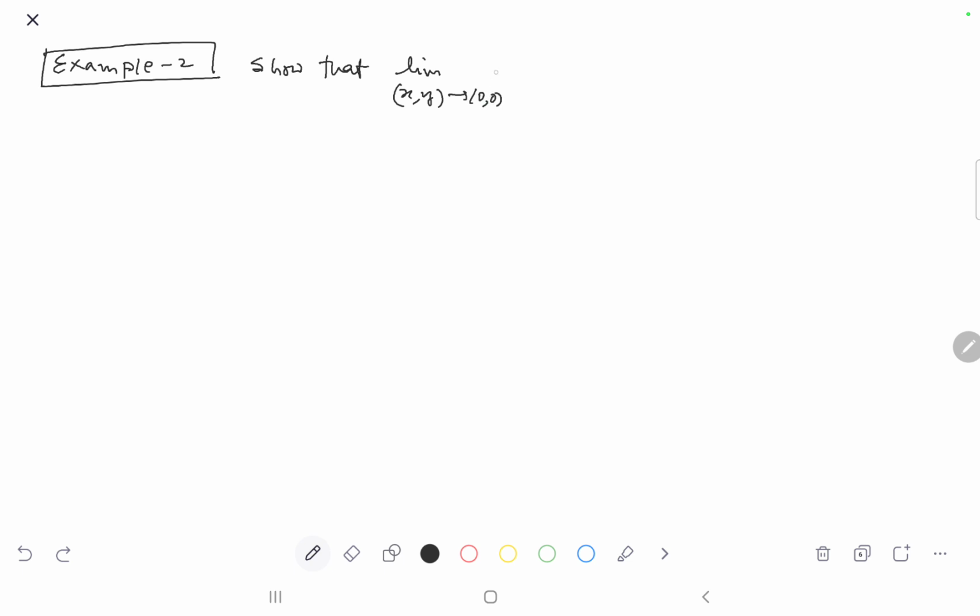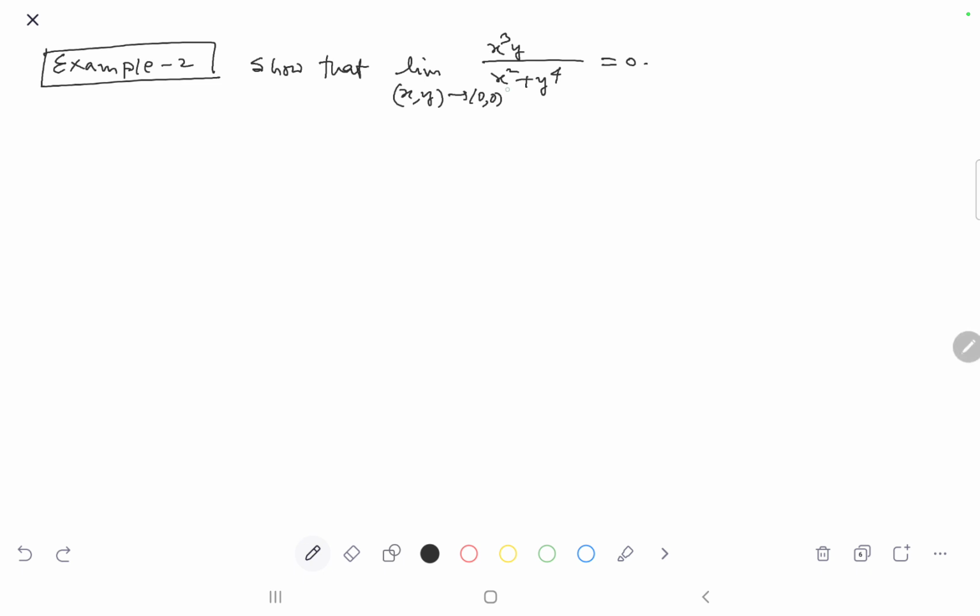Okay. Let me give you one more example, a little bit different way, but easy. Example 2: the limit as (x,y) tends to (0,0) of x cube y divided by x square plus y to the power 4 equals 0.